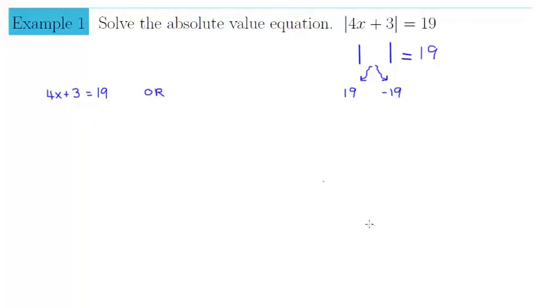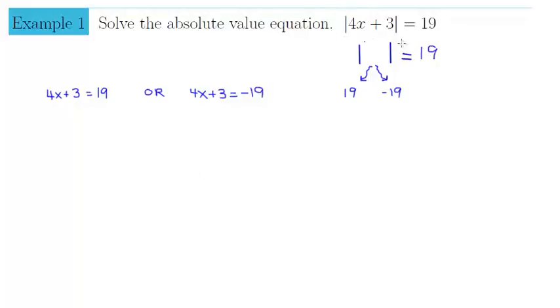Or, and then the second case, 4x plus 3 equals negative 19. At this point, all we have to do to finish the problem is solve each of these linear equations, and we'll get two answers. But I want to point out something.